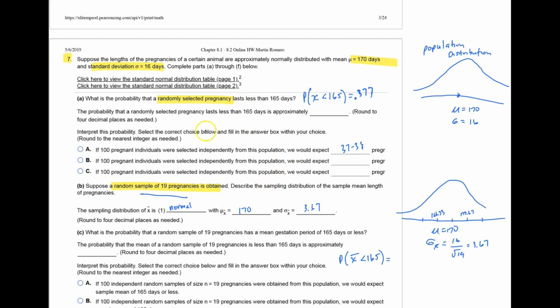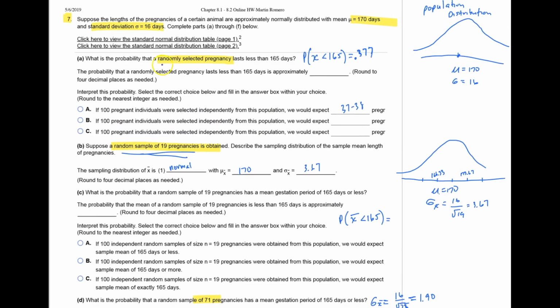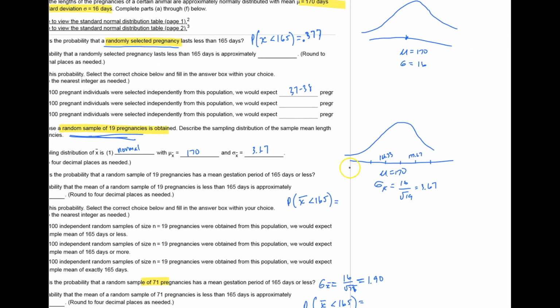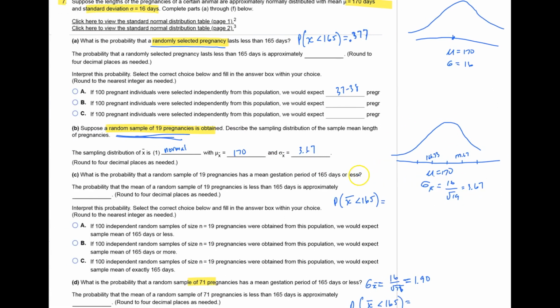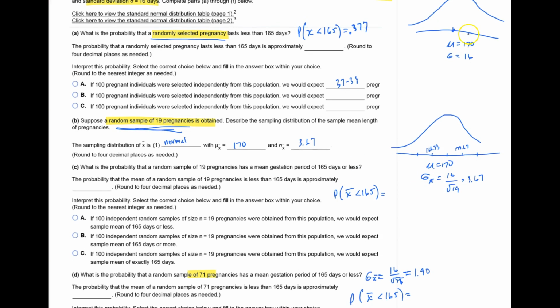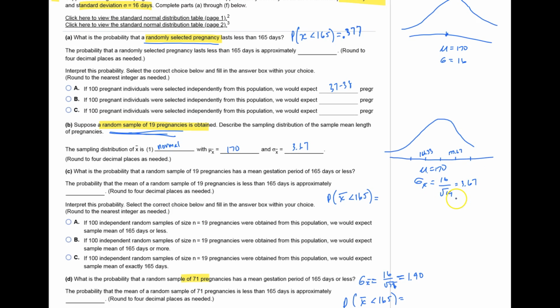So that was kind of what we did in chapter 7, and now in chapter 8, what we do is we take a random sample here. The difference again, we just selected one pregnancy. Here we're going to do a random sample of 19 pregnancies, which means we have a different distribution. Here's the sampling distribution over here. And from there we know the mean of the sampling distribution would be equal to the population mean, because samples are going to be around the average of the population. It's just the standard error, or the standard deviation of that distribution, is going to have a different value, 3.67.